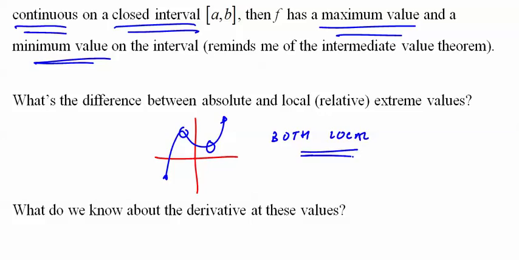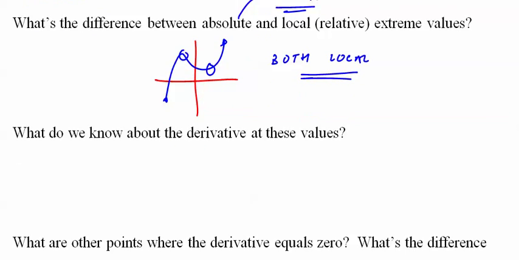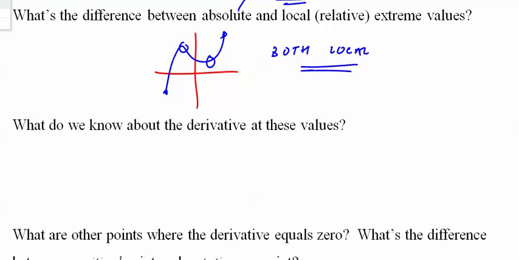All right. Absolute or global means that's the biggest for the entire domain of the graph. Local means just some set domain that I give you, from 3 to 5, from 1 to 4, that sort of thing. Now, most importantly, because we get to use calculus, at these values, the derivative is 0.